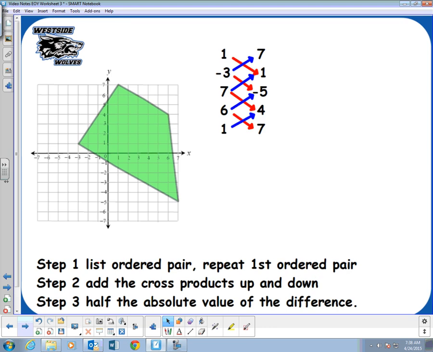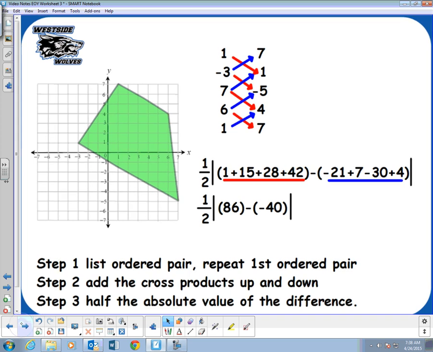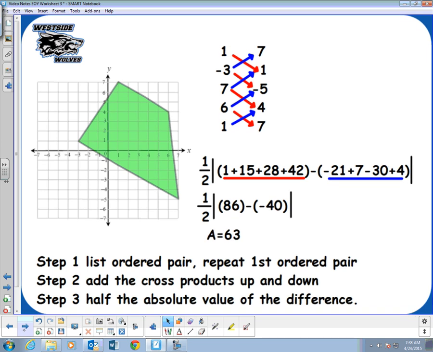All right, then do your cross products up and down. So pause the video, do your cross products. Then you can check when you turn the video back on again. Okay, and then you do 1/2 the absolute value. And then you should have that answer. A is equal to 63. And that is the area of this quadrilateral.